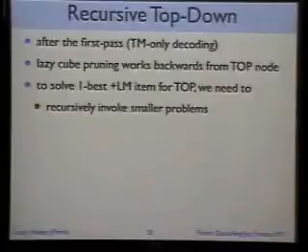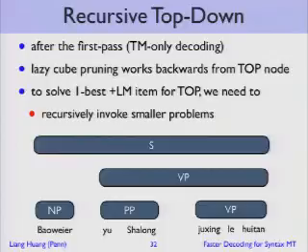Okay, so to do it lazily, we actually changed the order of computation pretty dramatically. So basically, the first pass is translation-model-only decoding. You produce a packed forest, right? And then lazy Q-pruning works backwards from the top node. So, for example, you have this kind of parse forest. Actually, this is not a parse forest. It's just showing one parse.